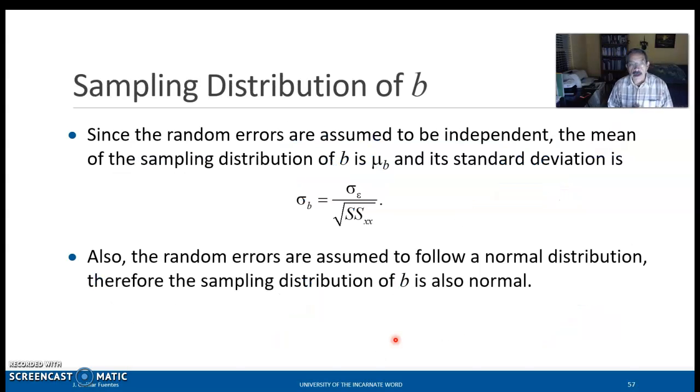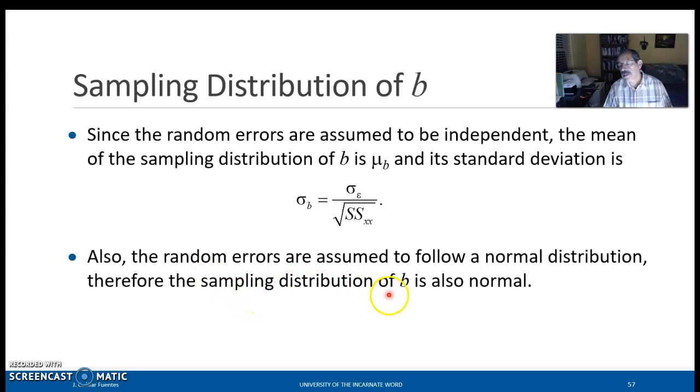In order to proceed to test the hypothesis, we need to determine the sampling distribution of the statistic b, in other words, the estimate of the slope parameter. Since random errors are assumed to be independent, the mean of the sampling distribution of b is mu sub b, and its standard deviation is given by this equation. Also, the random errors are assumed to follow a normal distribution.